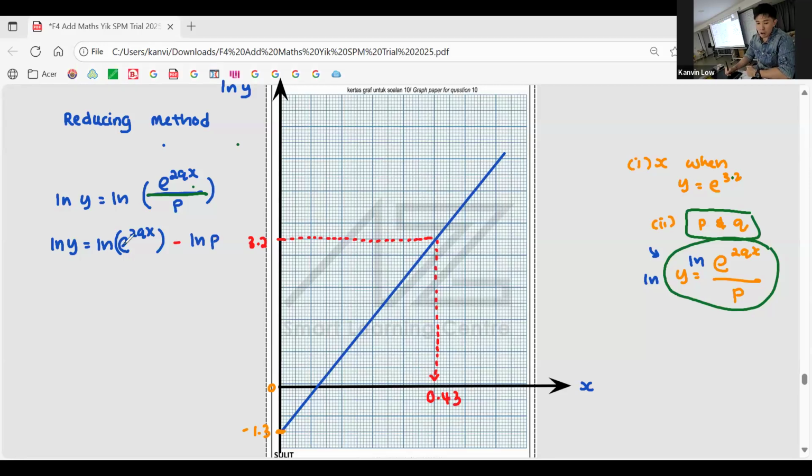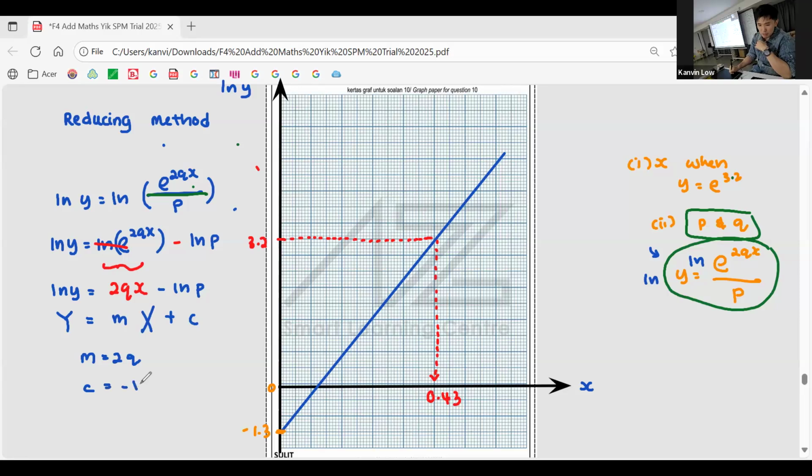And again, ln and e, what can I do with it? You can just cancel it off, and this whole thing will become 2qx. Okay. So far, are you guys okay with this? From here, after this, what do I need to do? This is your y equals mx plus c. Your m is equal to 2q, and your c is equal to negative ln P. So far, are you guys okay? Okay, now students.